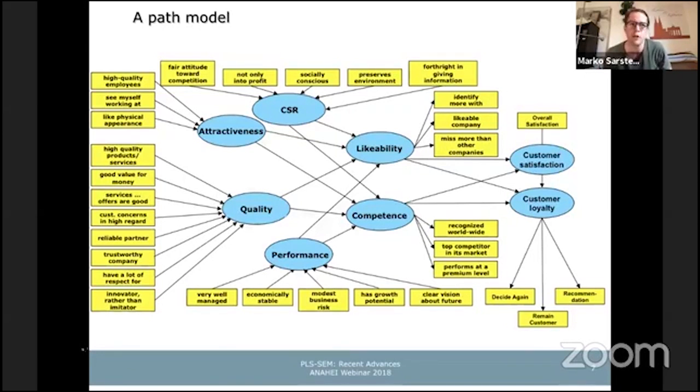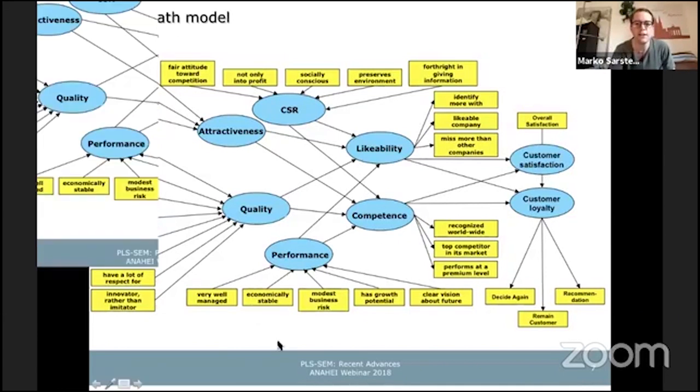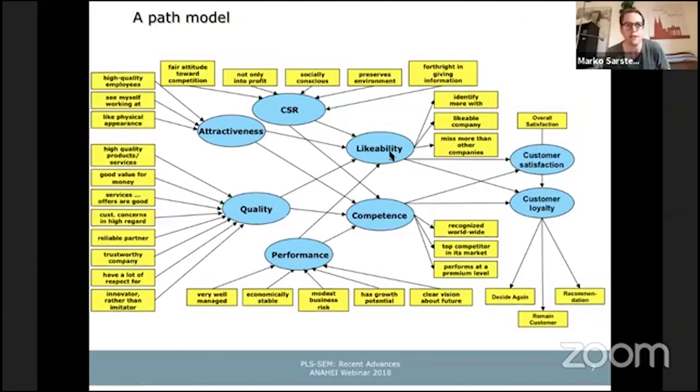That's actually the path model I'm going to be working with in this webinar. This path model is also the one that we use in our books and also in some of our publications to showcase PLS and how to run analysis. What you see here, these bubbles or ellipses, these are actually latent variables or constructs, so entities that cannot be measured directly or observed directly. That's what makes them latent, kind of.